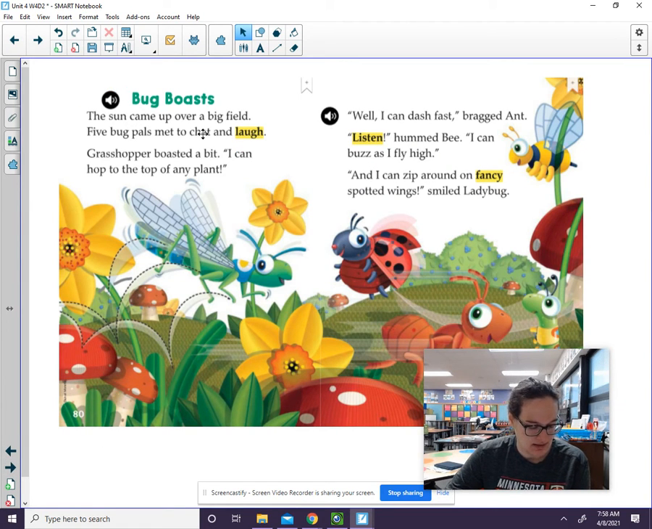We can see that this chapter is going to be about bugs that brag, because the title is Bug Boasts, and boasts is the same as bragging. Here we can also see that the bugs are acting like people, because it says 5 bug pals meet to chat and laugh, and then it says grasshopper boasted. Those are things that humans do, and so these bugs are acting like humans. And so we know this is a fantasy story.